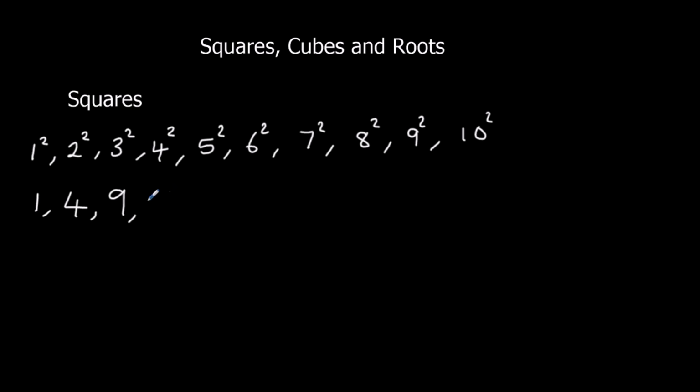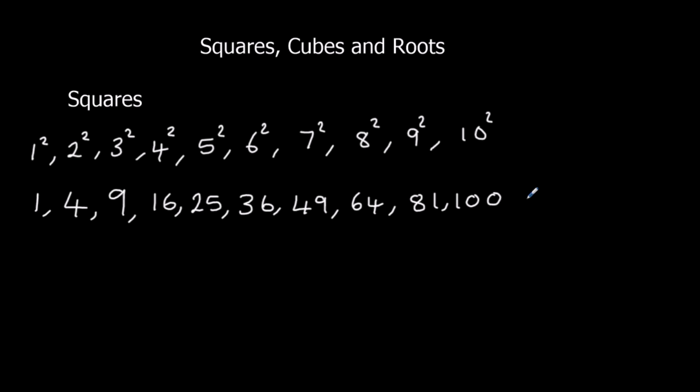4 times 4, 16. 5 times 5 is 25. 6 times 6 is 36. 7 7s are 49. 8 8s, 64. 9 9s are 81. And 10 times 10 is 100. Now you should know these squares.